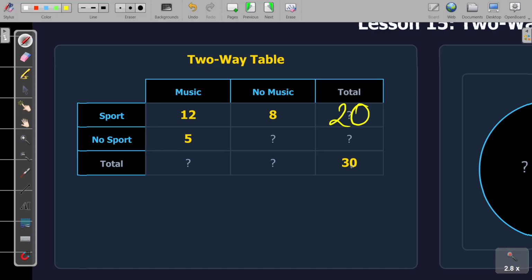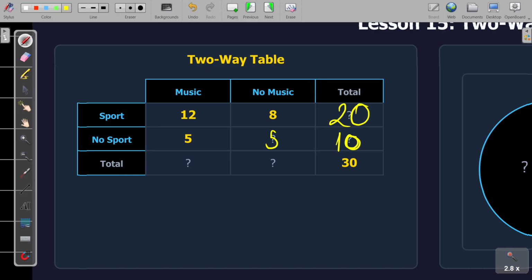Looking at the far right total column, the top box is 20, of course. Now the bottom total is 30. So in the middle box, the total who do not play sport must be 10, because 20 plus 10 is 30. I'll write 10 right here. Looks more populated now. Looking at the no sport row, 5 do play music and the total is 10, so the no sport, no music box must be 5.